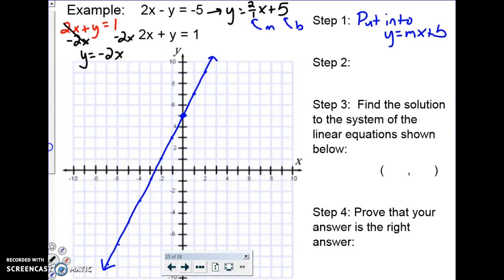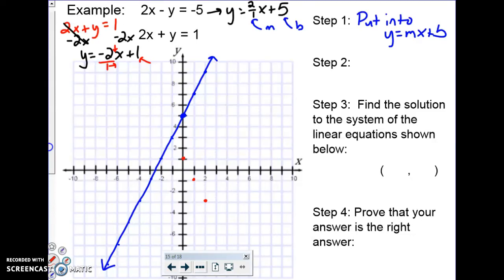And on this one, the 1 is positive. So remember, I cannot combine the 1 and the negative 2x because they're not like terms. And now I'm ready to graph this line. My slope on this one is down 2 over 1 because it's a negative slope, and I start on 1. So down 2 over 1, down 2 over 1.